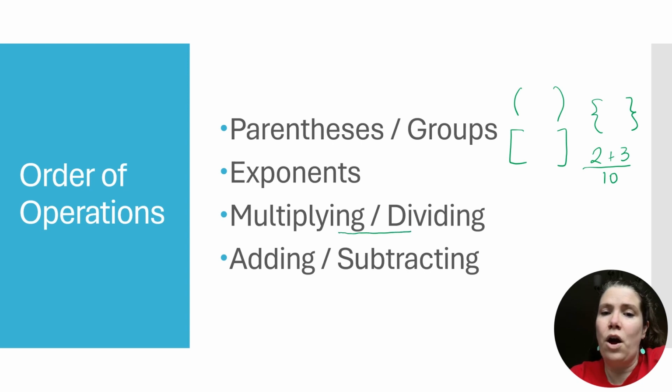Multiplying and dividing are from left to right together. You don't do multiplying first and dividing second. Multiplying and dividing are really the same operation. They're just inverses of each other. And so you want to do all the multiplying and dividing from left to right, and then all the adding and subtracting from left to right. Let's see what this looks like.